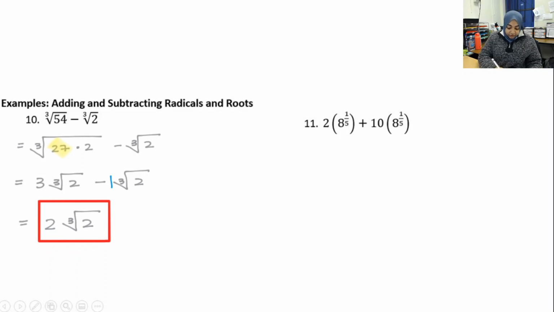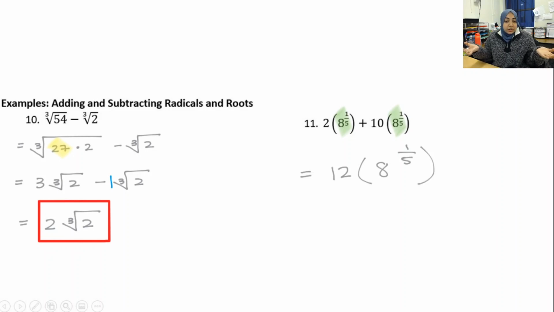Same thing here. Like terms, right? So I have 2 times 8 to the 1/5 power plus 10 times 8 to the 1/5 power. That's the same thing as 2 plus 10 is 12 times 8 to the 1/5 power.